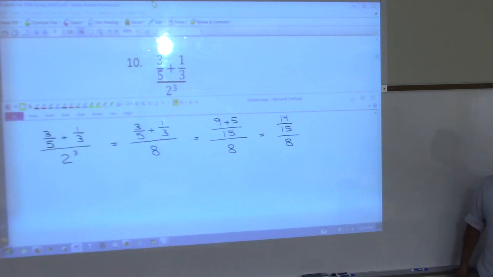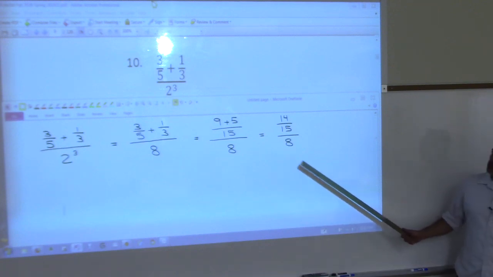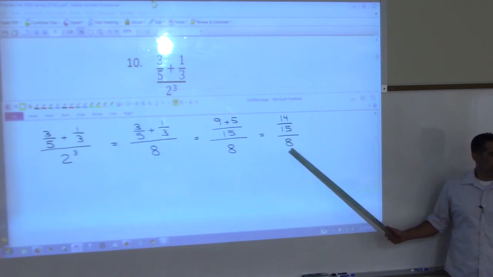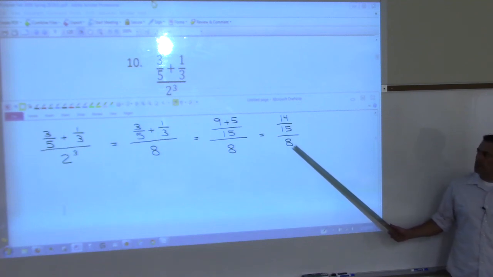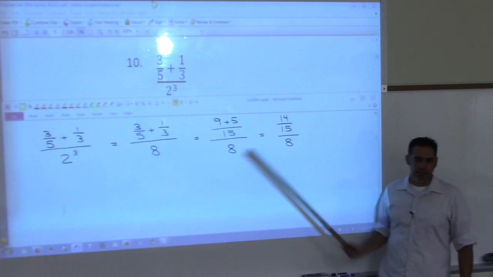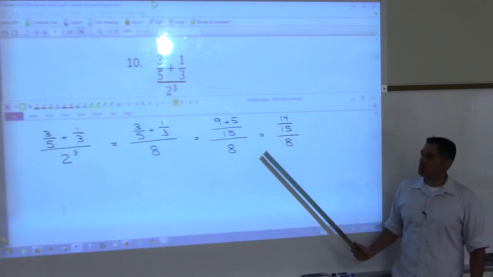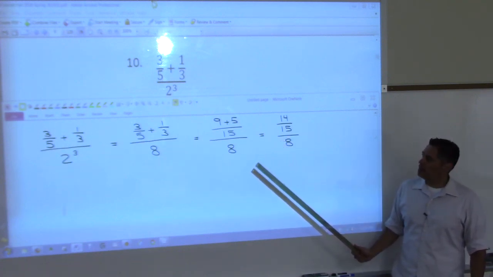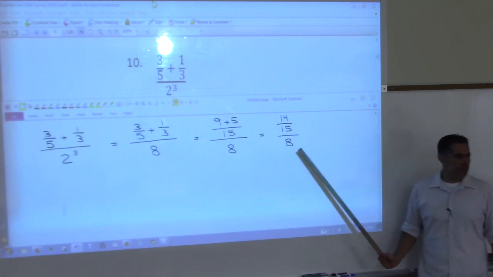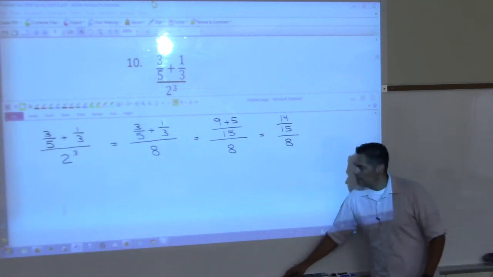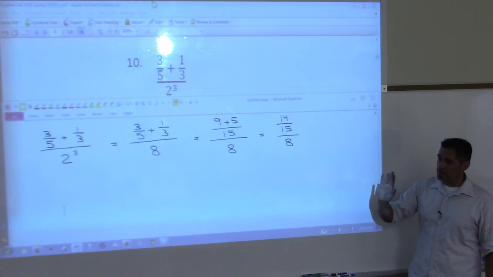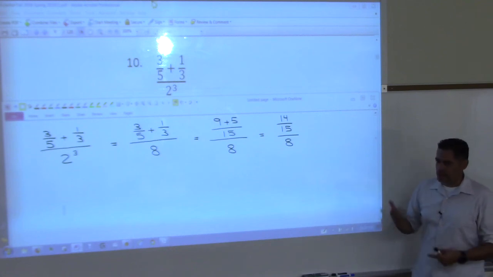Quick show of hands. How many of you are good up to here? Anyone have a question on anything prior to this? We're okay? This is a little bit tricky, and let me illustrate this with a different problem that will illustrate the trickiness of it.